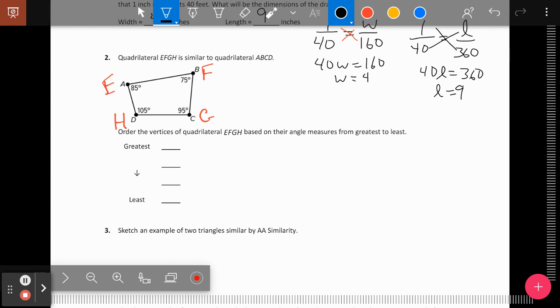And so then I want greatest to least. And so the biggest one is H, and then G, and then E, and then F. Okay.